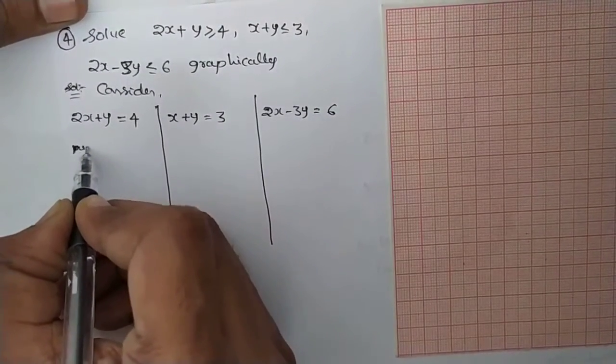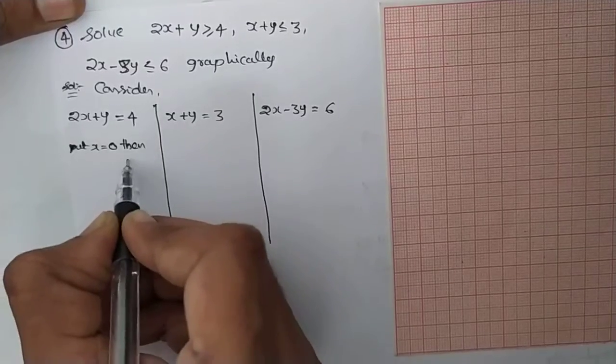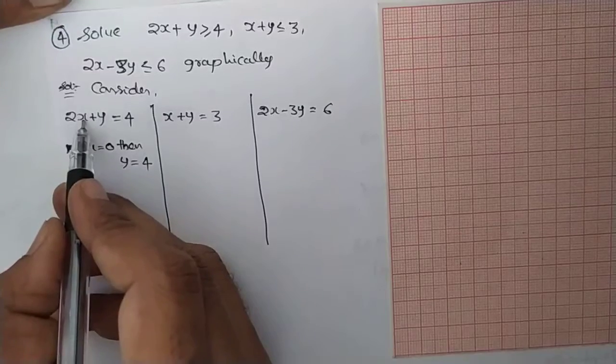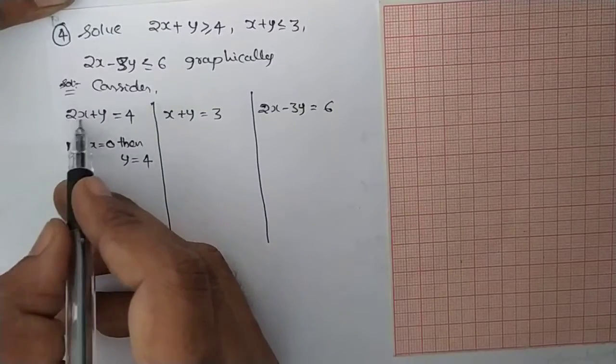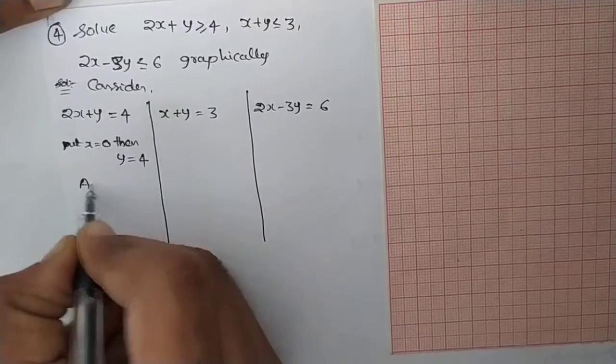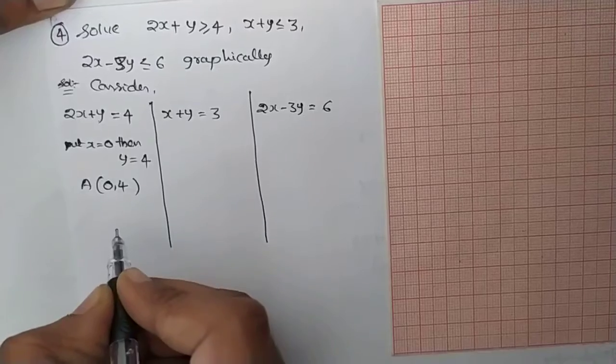Put x equals to 0. Then y equals to what? If we put 0 in place of x, then it will be 0 plus y equals to 4. Therefore, y equals to 4. Therefore, the point A will be x comma y, 0 comma 4.